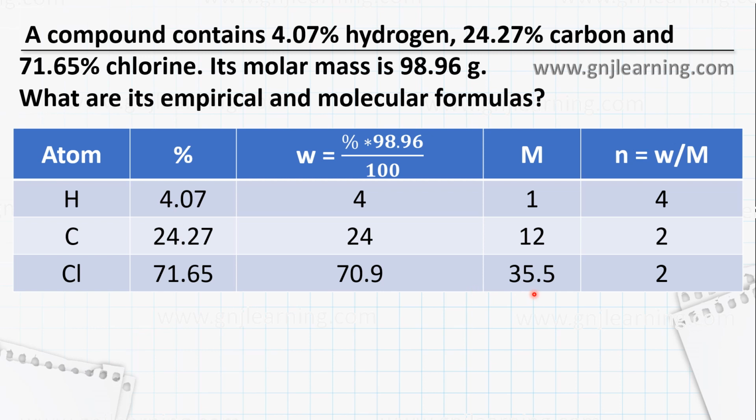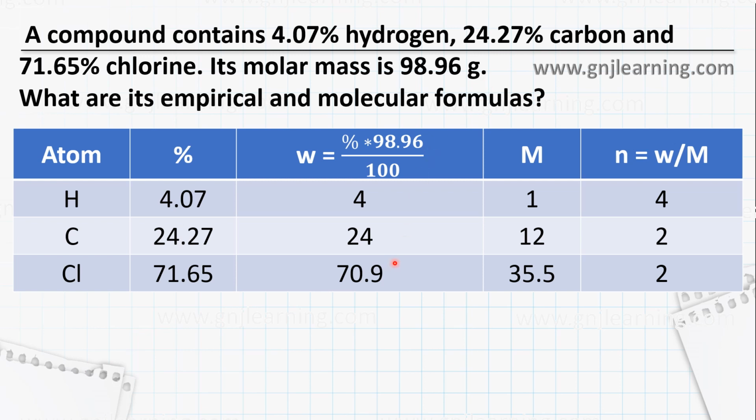So how to get the number of moles then? We have learned this formula also. N is equal to mass divided by molar mass. So what is the mass? 4 divided by 1, which means we have 4 moles of hydrogen in 98.96 grams.